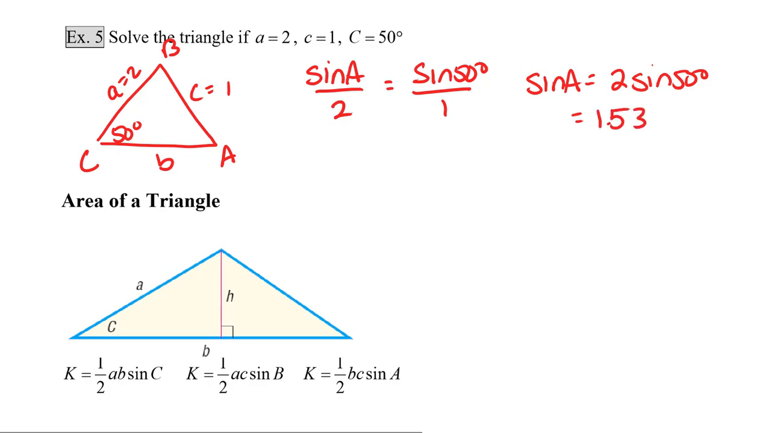Now if you were to put that into your calculator to evaluate the inverse sine of 1.53, you're going to get an error. This is because 1.53 is outside of the range of sine. Remember that the range of sine has to fall between -1 and 1. There is no angle that has a sine that's equal to 1.53, therefore no triangle.